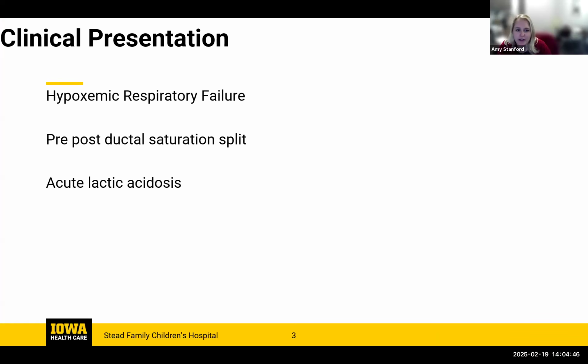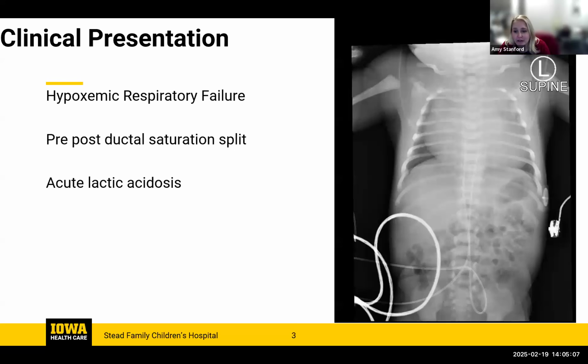We're going to start today with a case, a term infant who's several hours old now, presenting with hypoxemic respiratory failure, who was found to have a pre- and post-ductal saturation split in the NICU. Laboratory evaluation showed an acute lactic acidosis. As many people would, the team got a chest x-ray. You can see here that the heart is quite enlarged, taking up the vast majority of the chest. And so now the clinical team is concerned about a potential congenital heart defect.